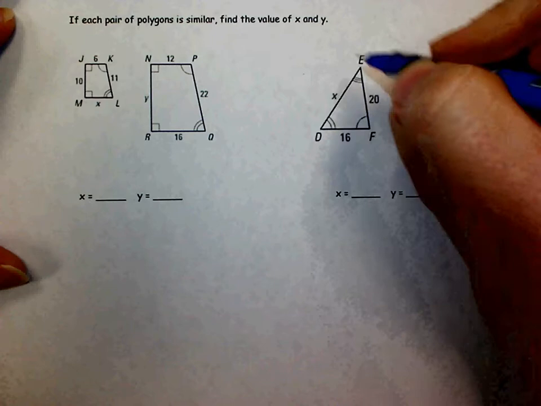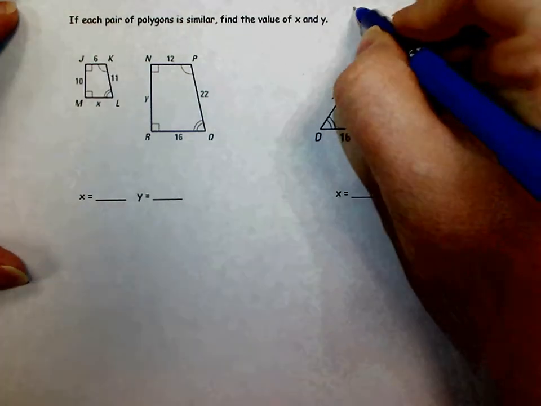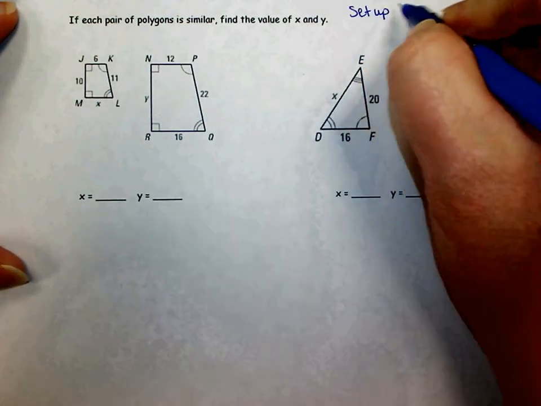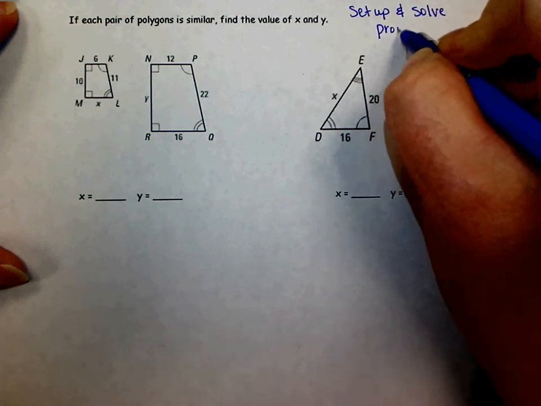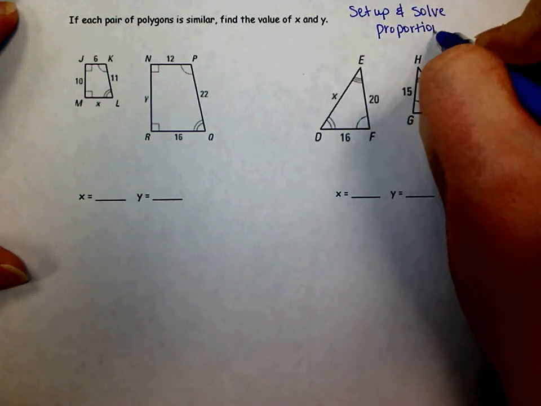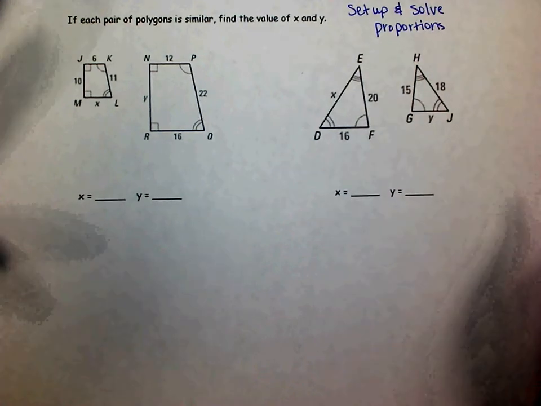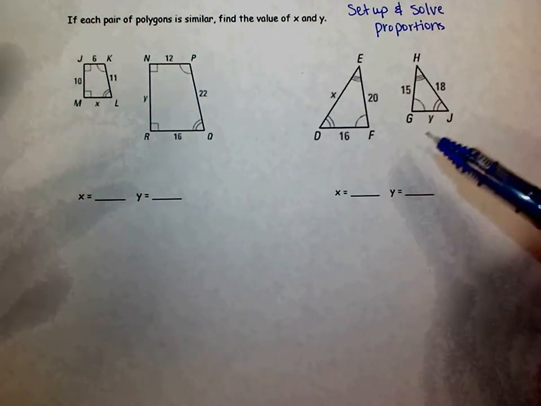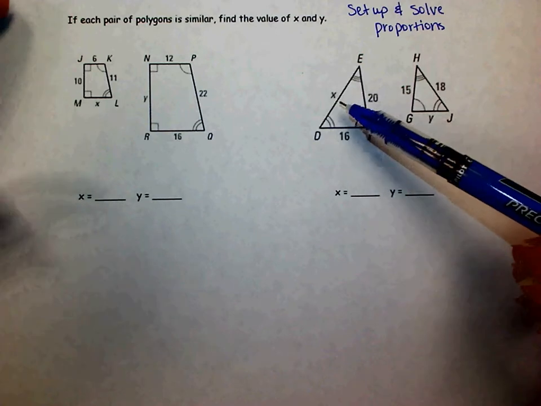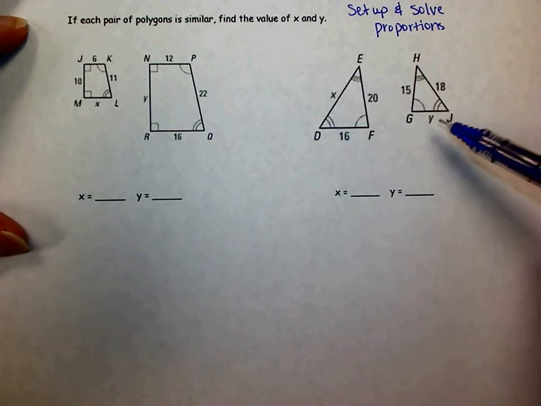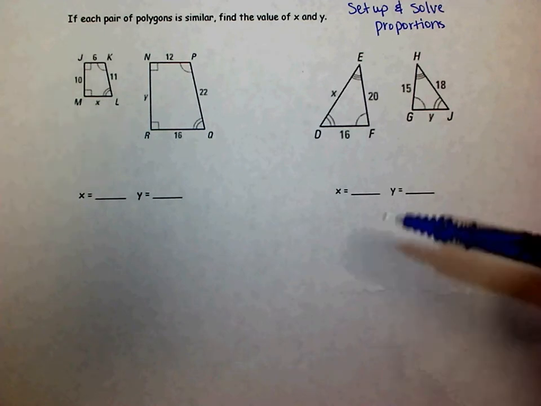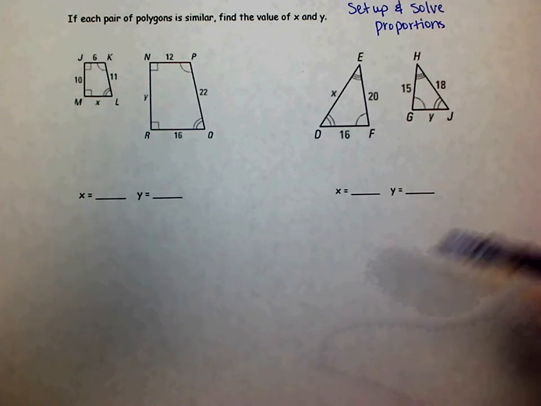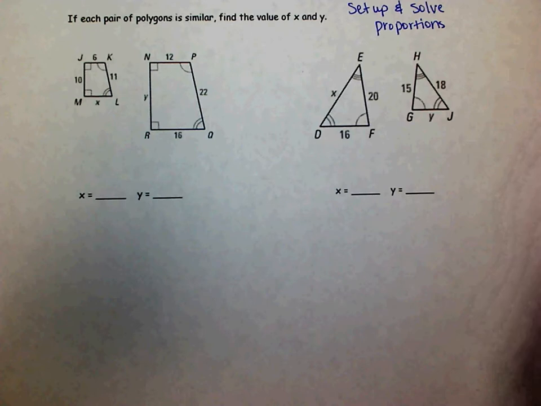So to work these and solve for x and y, you're going to set up and solve proportions. Now, proportions are a type of equation, and to solve an equation for an unknown, if you have two unknowns, which we do, an x and a y, then you need two separate equations. So you don't want to have an x and a y in a single equation, or you will not be able to solve for either one of those.